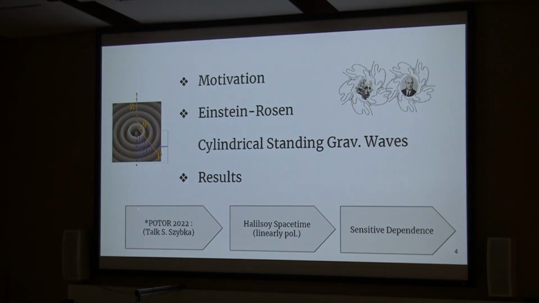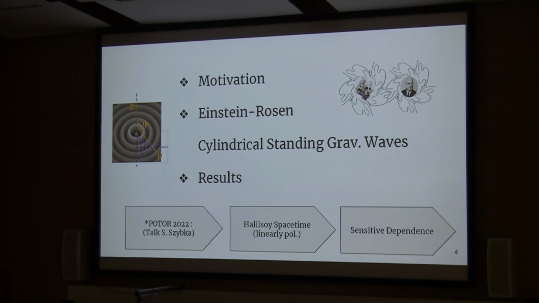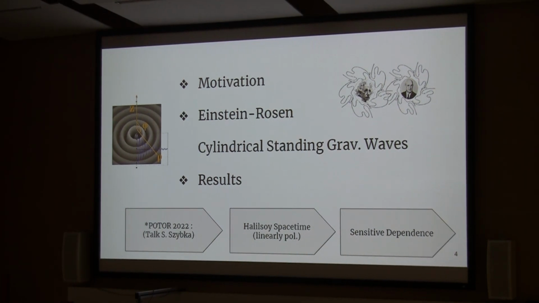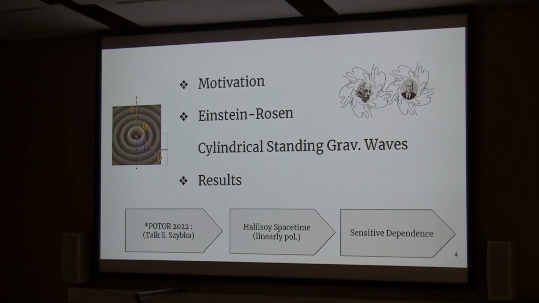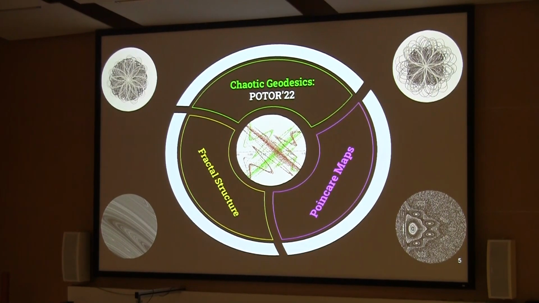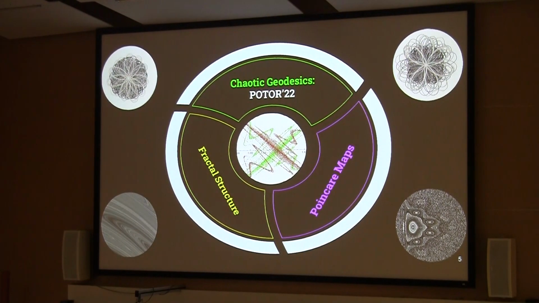Previously, in POTOR 2022, when Sebastian gave this talk, we studied this problem: you have a space-time which has a cylindrical standing gravitational wave, and then the geodesics were studied there. At that time, we found that there were some sensitive dependencies in the geodesics. We did not find the circularly quantized orbits. We found that the geodesics show sensitive dependencies. The first chaotic geodesics were discovered in the last POTOR, but I will show them briefly here.